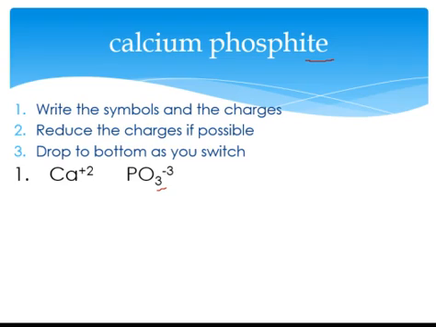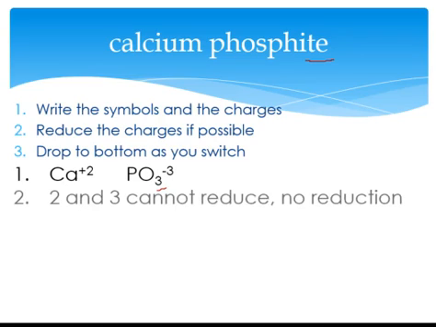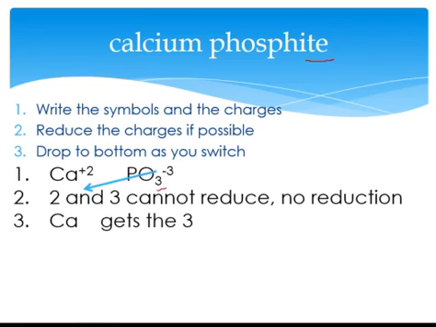Second step is reduce if you can. 2 and 3 cannot reduce down. Third step, switch to subscripts. Now when I switch, my 2 and 3 can't be reduced, so that's what they're telling you there. When I switch to subscripts, the Ca gets the 3, and the PO3 is going to get the 2.